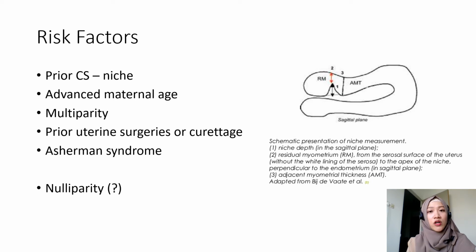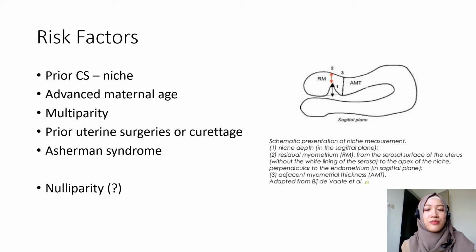So now we are talking about the risk factors of PAS disorder. First is prior CS, or cesarean section. This will lead you to have a niche. In this diagram, we can see a niche is an indentation of a previous cesarean scar site, with a depth of at least 2 mm.